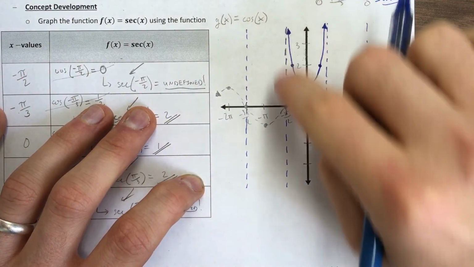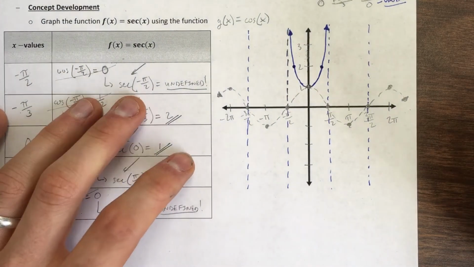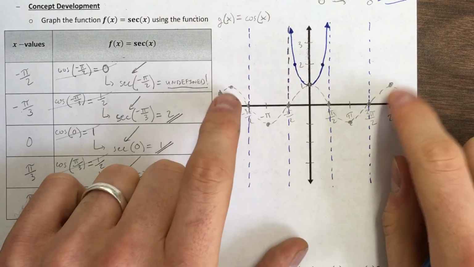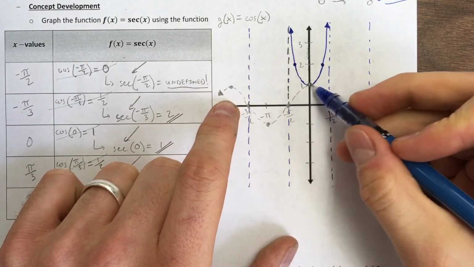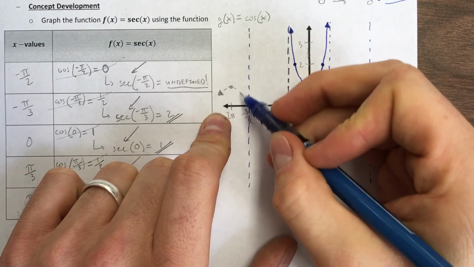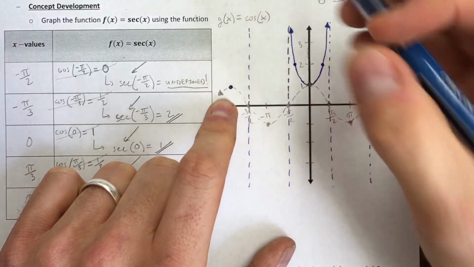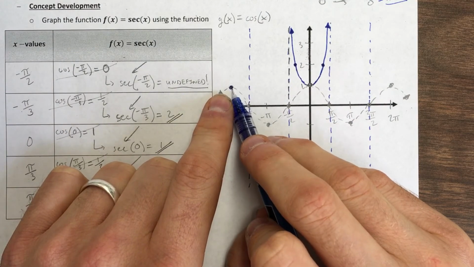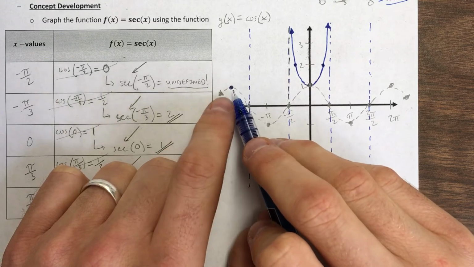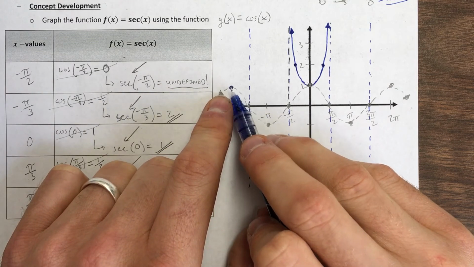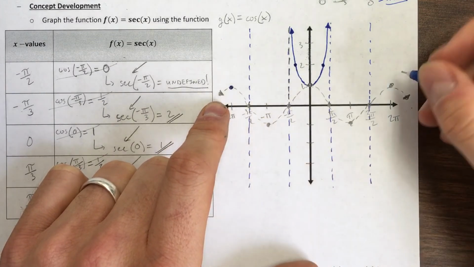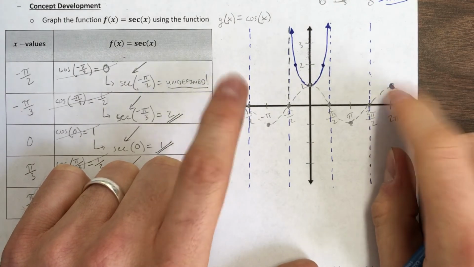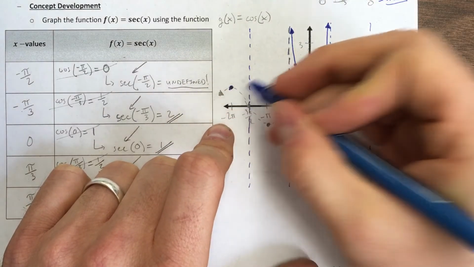Now it's just a matter of what's happening in between these dotted lines. Are we going to have an upwards U? Is it going to be something else? What's actually happening is the cosine function takes this shape and it takes this shape again. At negative 2 pi, the cosine function's value is 1. What's the reciprocal of 1? It's 1. Same thing here. So our secant function is going to hit these points because the reciprocal of 1 is 1.